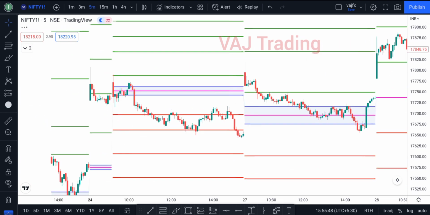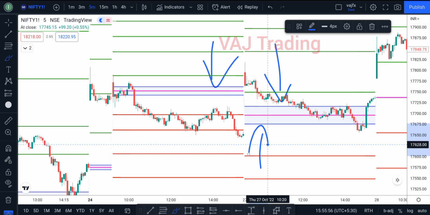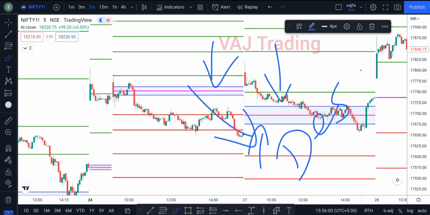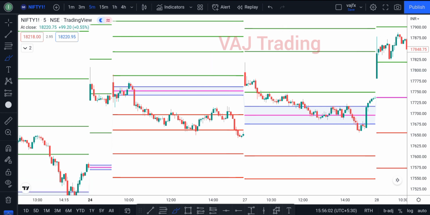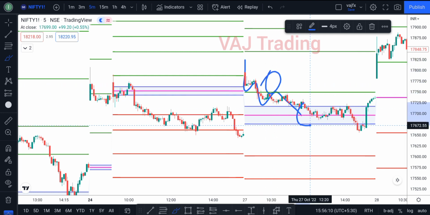Okay, now we got another descending CPR day. See here, what happened here? This CPR level and this CPR level. This is below this CPR level, which means this is a descending CPR day. So on this descending CPR day, we will be looking only for short entries. See, we simply got our entry here and we exited around here.